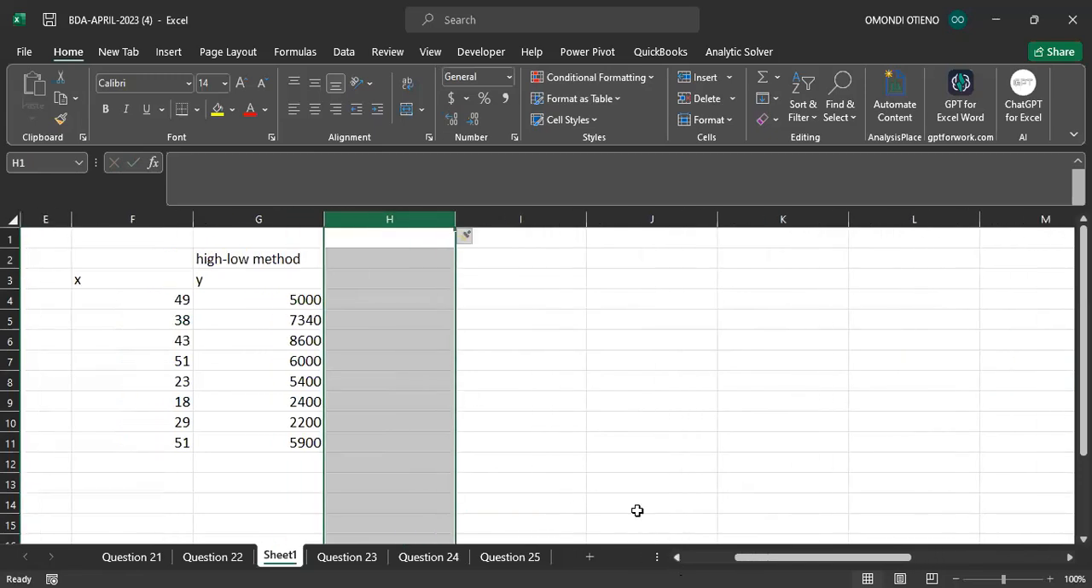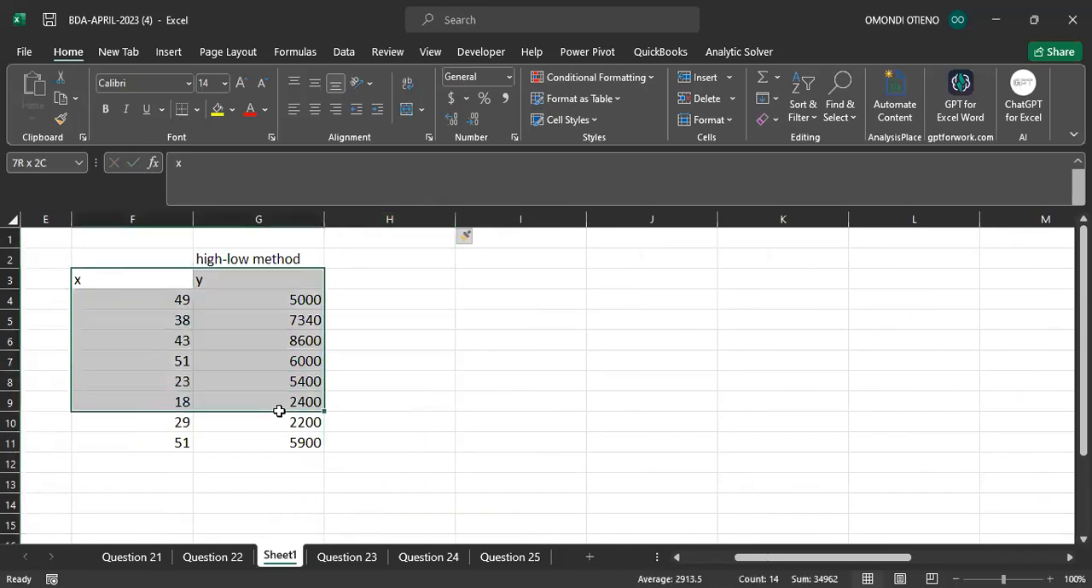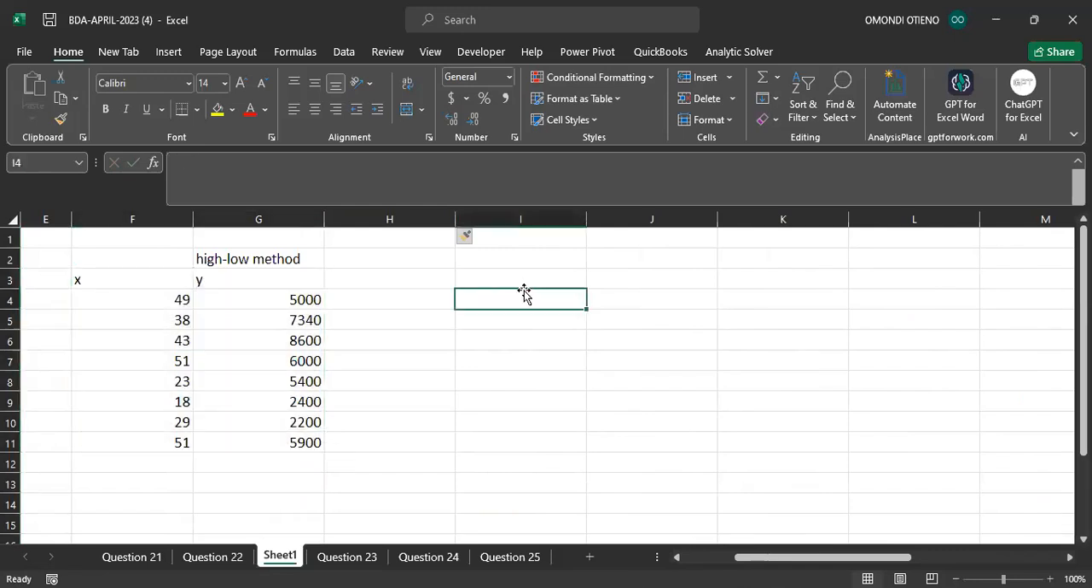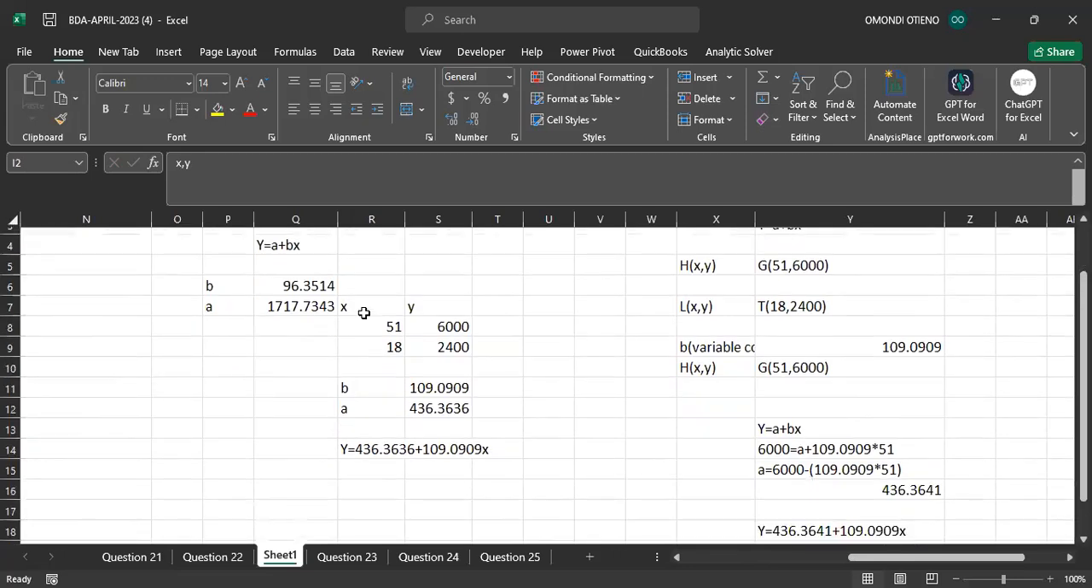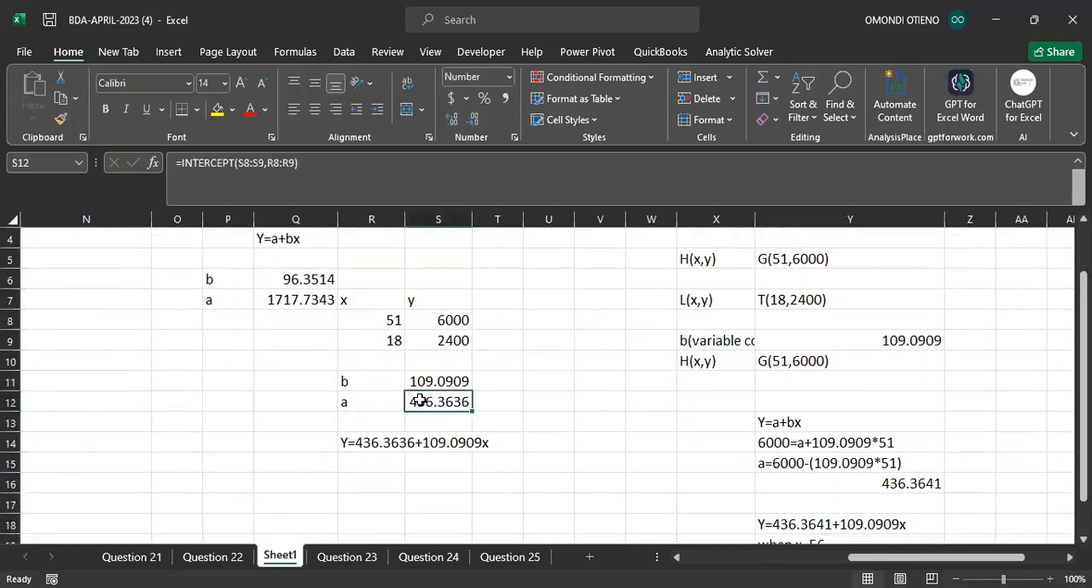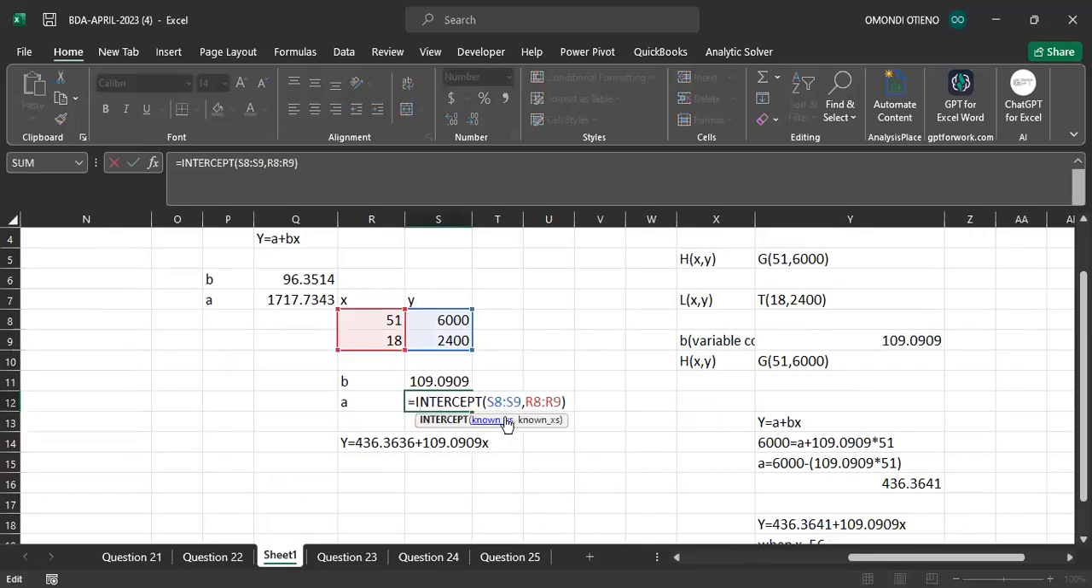I want us to solve this using the scattered graph method. By default, if you're going to draw the scattered graph method, you will be coming up with the values of x, y, x, y. And if you have x, y, please go back to the intercept. Intercept is here. This is the intercept. Our intercept, we pick the known values of y. These are the values of y, comma, known values of x, we pick these ones here. And then you enter.